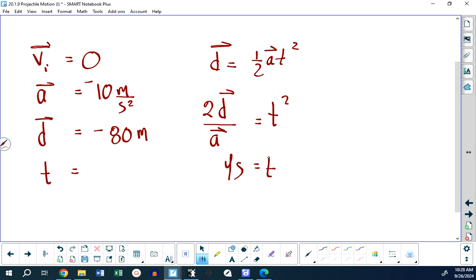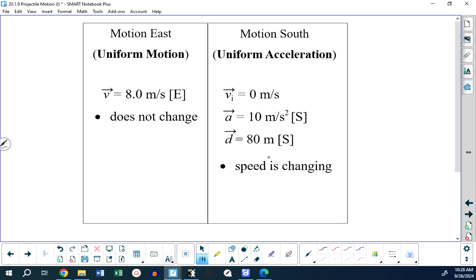Whether the river is flowing at, I think it's 8 meters per second, or 10 meters per second, or whether it's still water and it's not moving at all. So this is my point here. The motion east is uniform motion because of that constant velocity, whereas what we're talking about for the south is that the speed is changing.